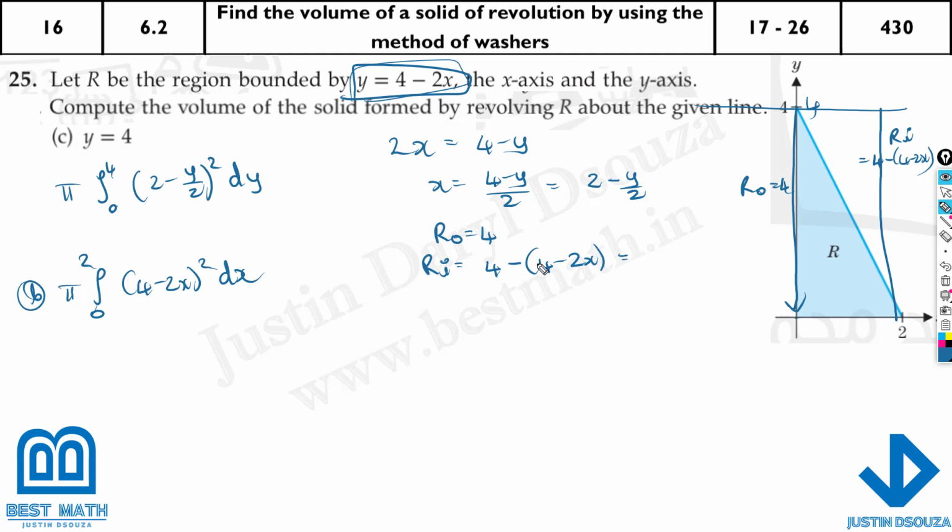But what if we simplify this? It'll be 4 minus, multiplying both the terms, it'll be minus 4 plus 2x. 4 minus 4 is 0. Just write 2x. Positive 2x will be the answer.